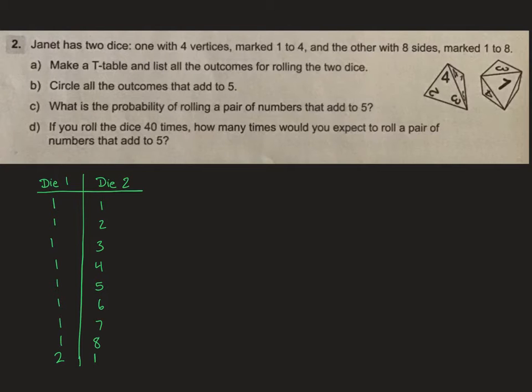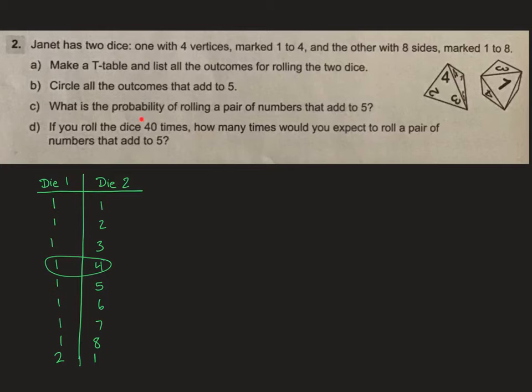Then it asks you to circle all the outcomes that add to 5. So as we look at this list, 1 plus 1 is 2, 1 plus 2 is 3, 1 plus 3 is 4, 1 plus 4 is 5. Okay, well we could circle that one. 1 plus 5 is 6, 7, 8, 9. So go through and circle all of the outcomes that add to 5.